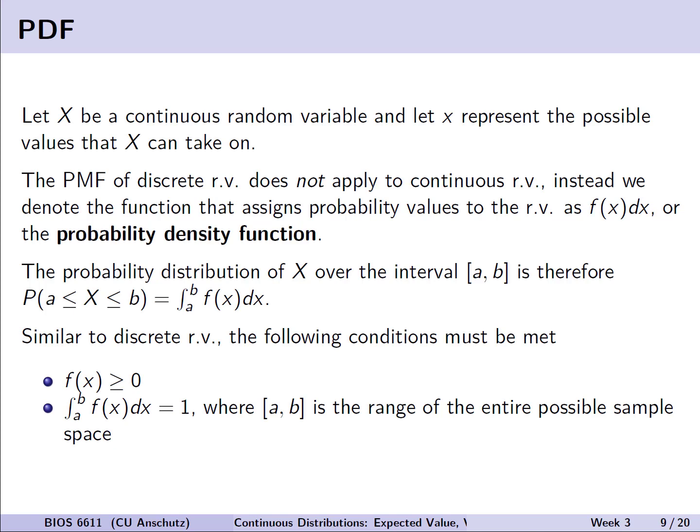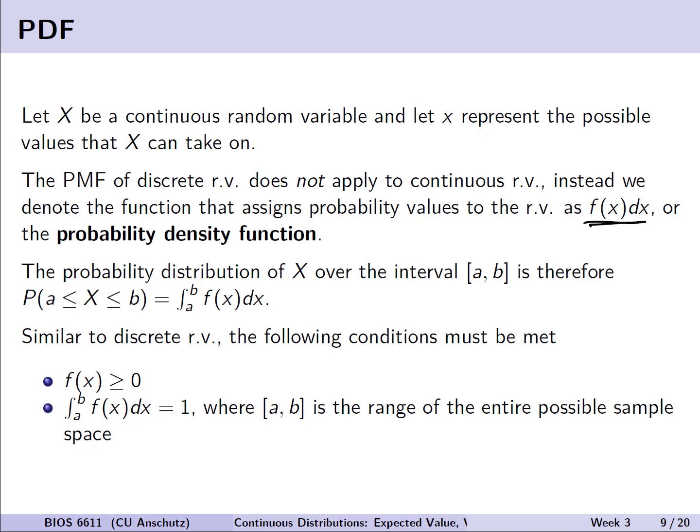So the PDF. So again, we're going to let x be a continuous random variable, and we're going to let lowercase x represent the possible values that our random variable x can take on. The PMF of the discrete random variable does not apply to our continuous random variable again. Instead, we denote the function that assigns probability values to our random variable as some function f of x dx. In other words, connecting that to our definition below, which will tie into the integral from calculus.